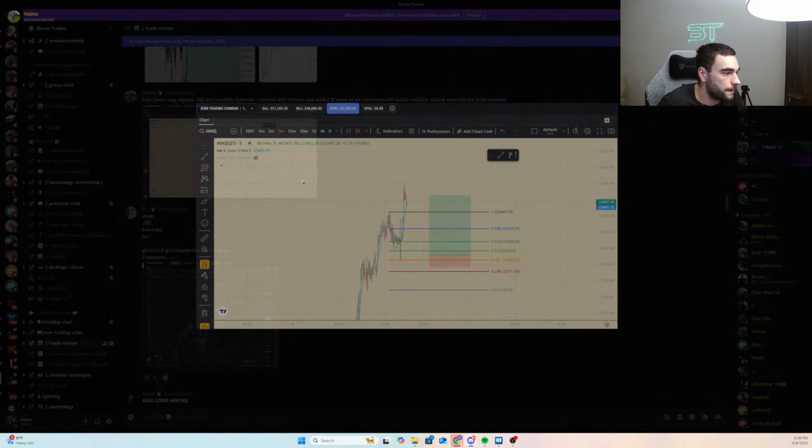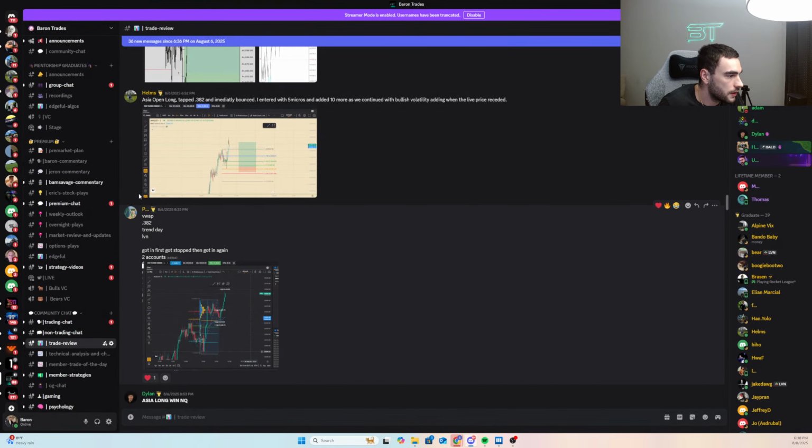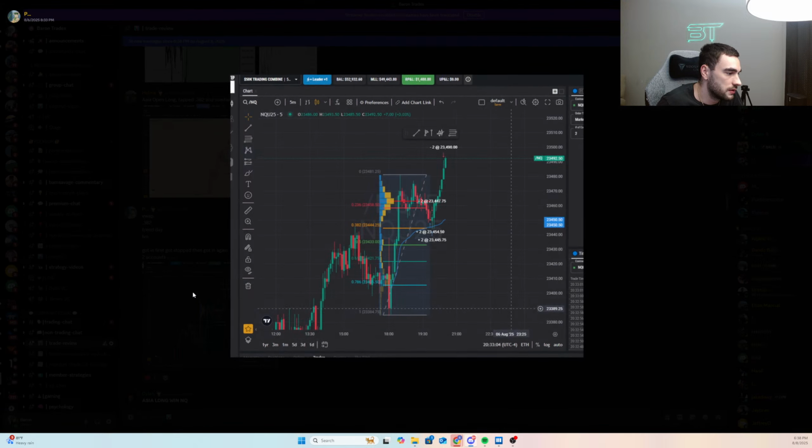Okay. Privacy setting took the exact same trade. Got in first, got stopped out, then got in again. 2 accounts. Okay. So this stop, it's too tight, bro. Why do you have a 7-point stop? Even in the overnight, it should be a wider stop on this personally.